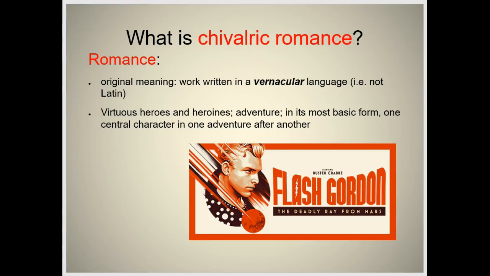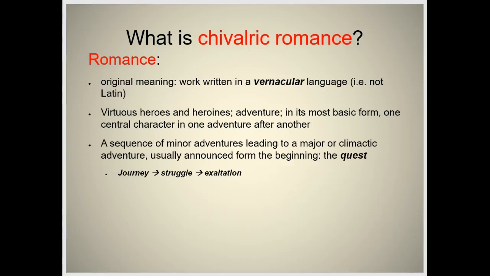So, the essential element of plot in romance is adventure, which means that romance is basically a sequential form. But books have beginnings and endings. Specific stories have beginnings and endings, particular tales, unlike serial movies or comic books or TV shows. Each adventure, each sequence has its own structure. There'll be a series of minor adventures, usually leading to a major or climactic adventure. That major adventure is usually announced from the beginning.